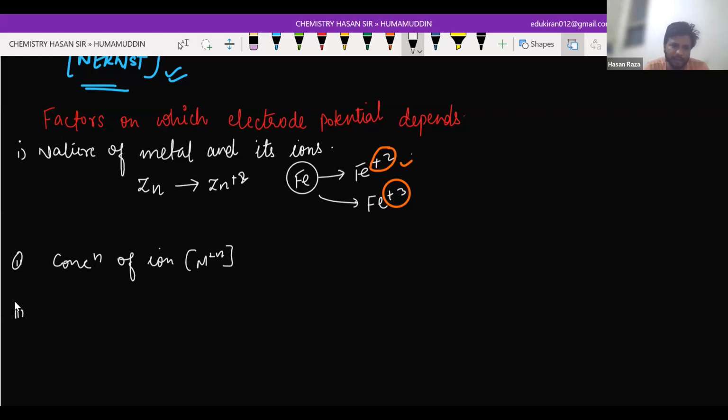And the third one is temperature. So basically, all I want to say is that these are the three factors on which electrode potential depends. And what will be the effect of all three or one of them, we will study in the Nernst equation. Got my point?